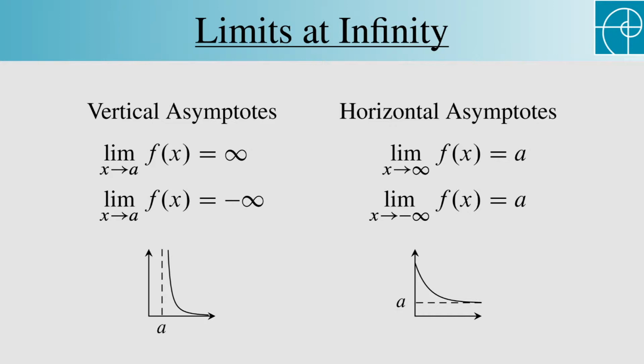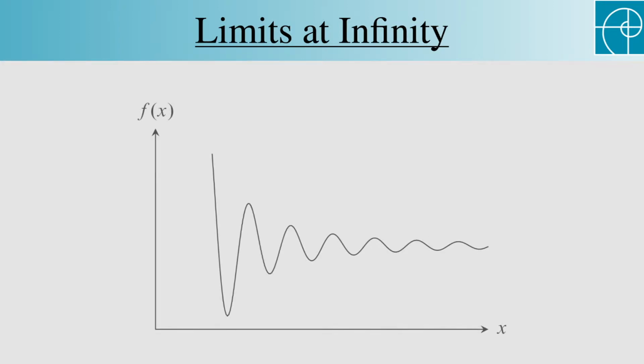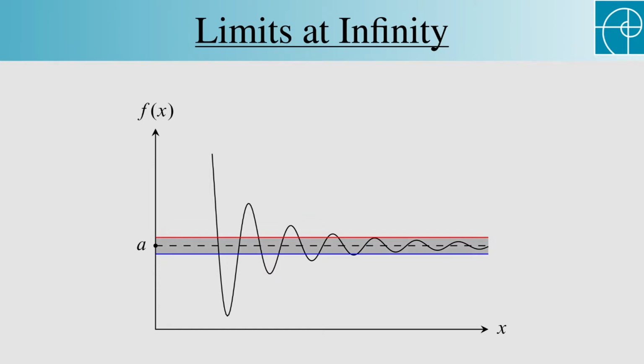Let's look at an example to motivate the definition. This function, as it goes off to the right, seems to settle closer and closer to some value. Let's call it a. More precisely, we can put a band around that dotted line as narrow as we want, and there will always be some x value beyond which the function never leaves that band. That's the essence of the definition of a limit at infinity.